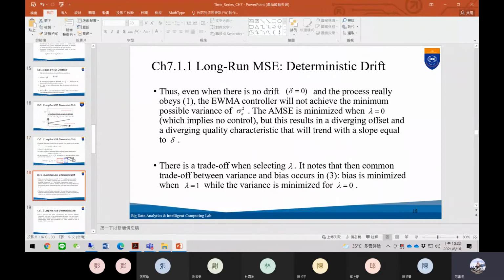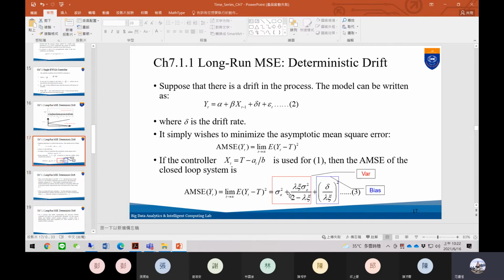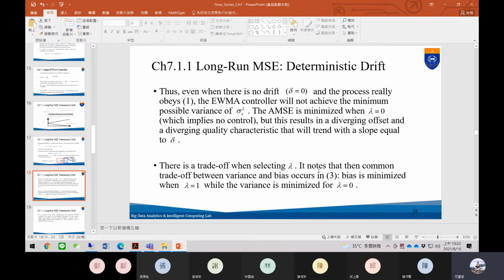So there's a trade-off when selecting lambda. In such a case, the EWMA will not achieve the minimum possible variance due to the tension. Since this is a variance and this is initial bias, we'd like to minimize both simultaneously. So it's a trade-off. The common trade-off between the variance and bias is minimized when lambda equals 1.